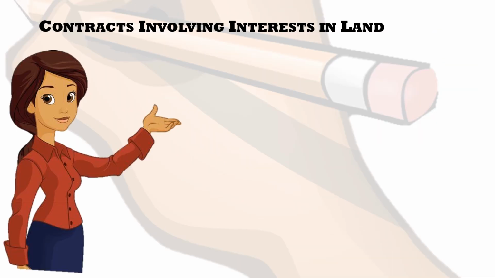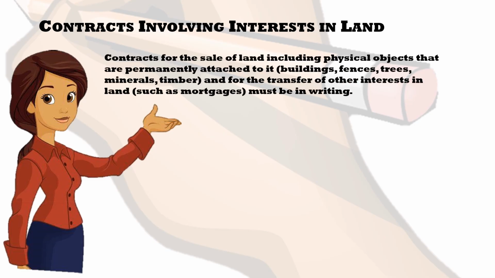Now, what kind of contracts have to be in writing? The first is contracts involving interests in land. Contracts for the sale of land, including physical objects that are permanently attached to the land, buildings, fences, trees, minerals, timber, etc. And for the transfer of other interests in land, such as mortgages or leases, must be in writing to be enforceable.